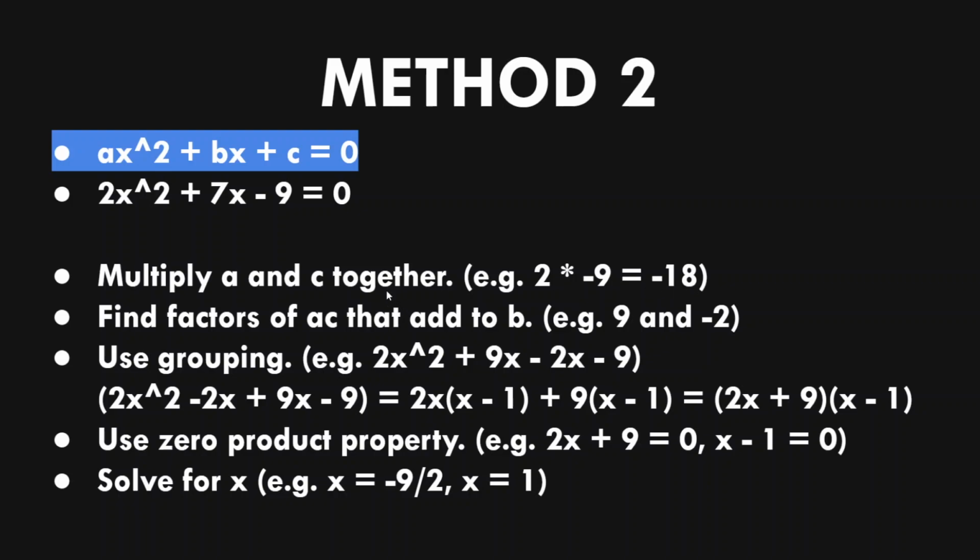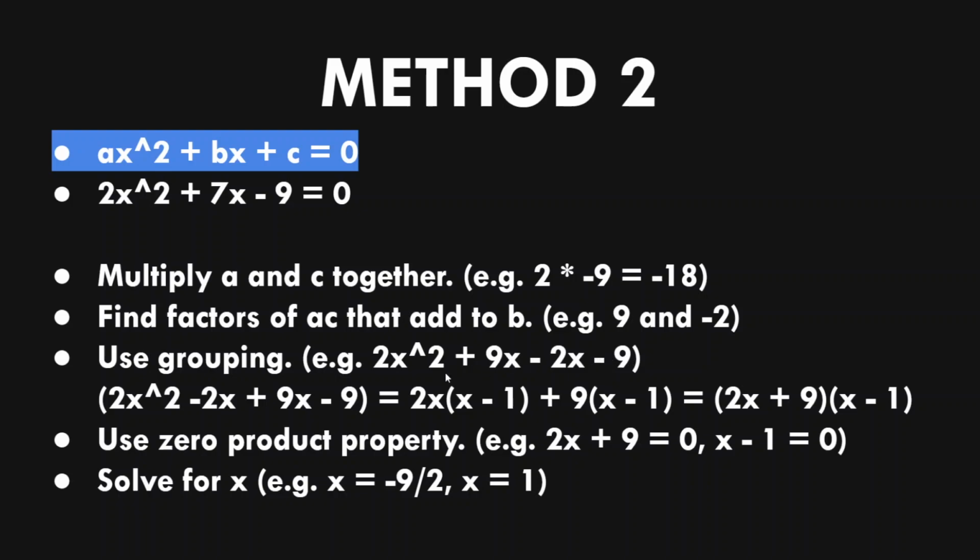And then next, you have to find the factors of the product that add to b. So here it is again trial and error, and it would be 9 and minus 2, because 9 minus 2 is equal to 7. And then after that, you want to use grouping. Basically what you do here is you split the b term up into the two values you just found. So it's 2x squared plus 9x minus 2x minus 9.